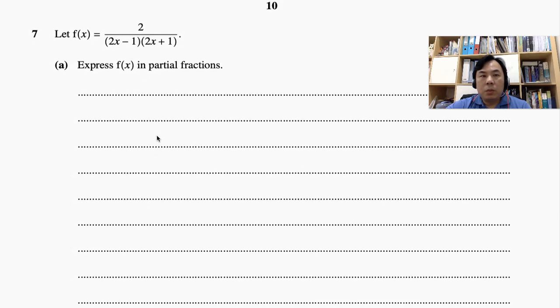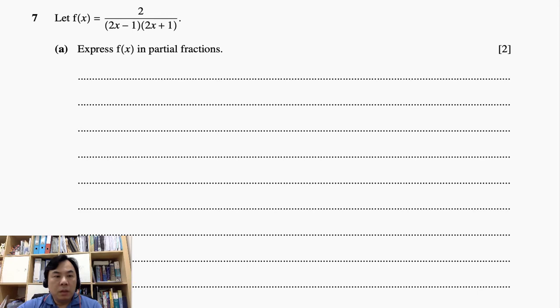All right, next one, 7. Okay, question 7. Let's see. You're given this function here. We need to express f(x) in partial fractions. So first thing, when you recognize this, you check the denominator. What types of factor are you having?